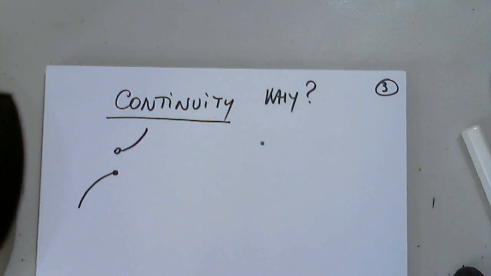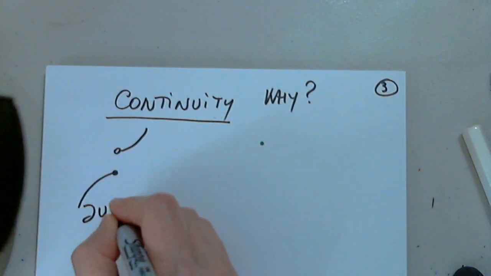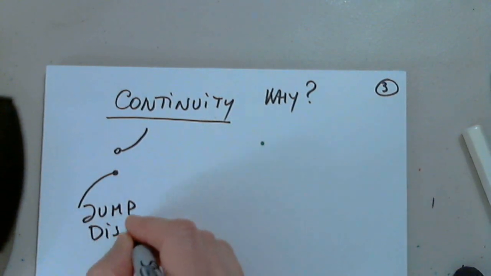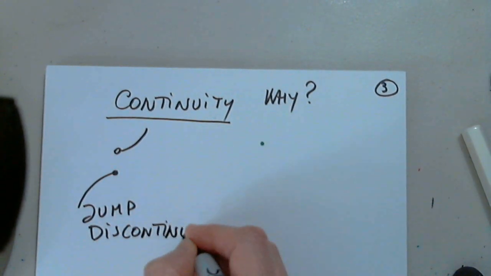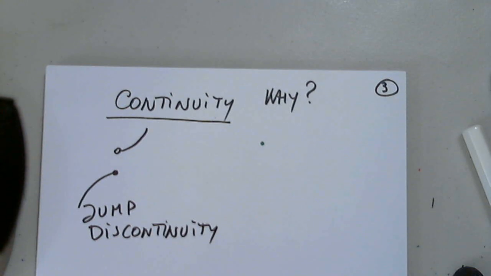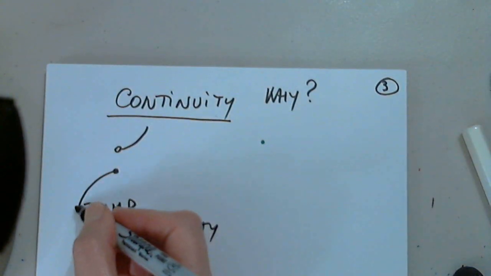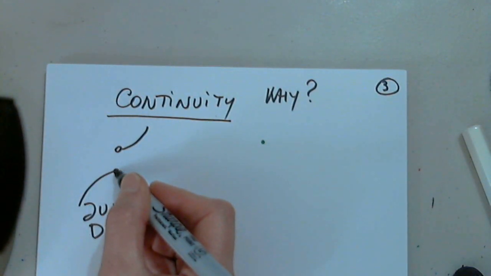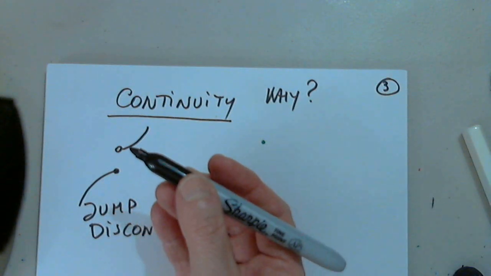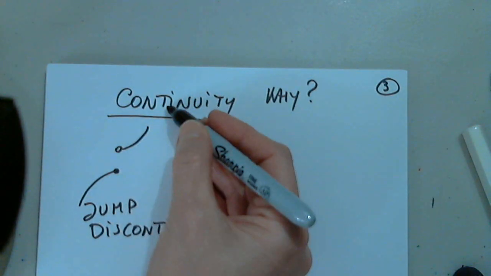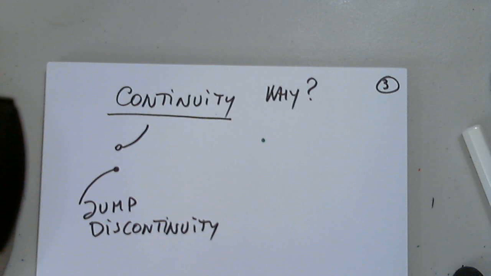Is this function continuous? No. No. So this is called the jump discontinuity. It's a jump. See, I graphed, I ended here, I took my marker off the paper, and I continued here. So this is not a continuous function.